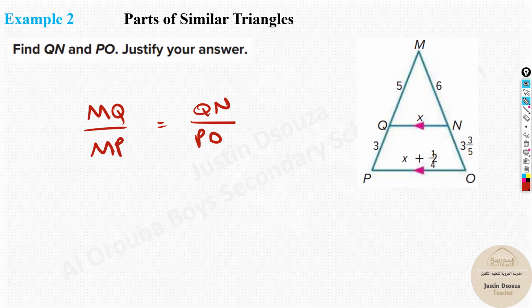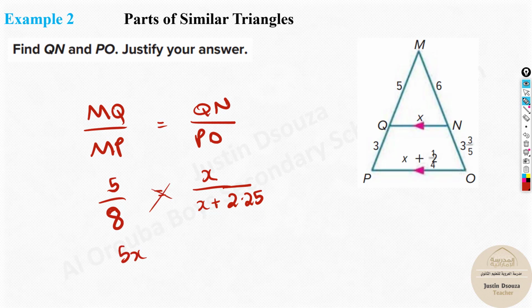So now substitute. What is MQ? 5 divided by MP is 8. 5 plus 3 is 8. You need to add these both total length. That's why. What about QN? QN is X, and over here we have X plus 2.25. Now you can just put everything in the calculator and directly get the answer of X, or I will just do the cross multiplication here.